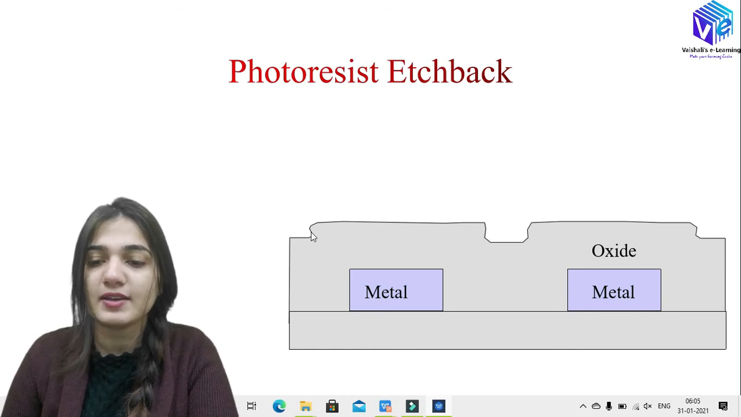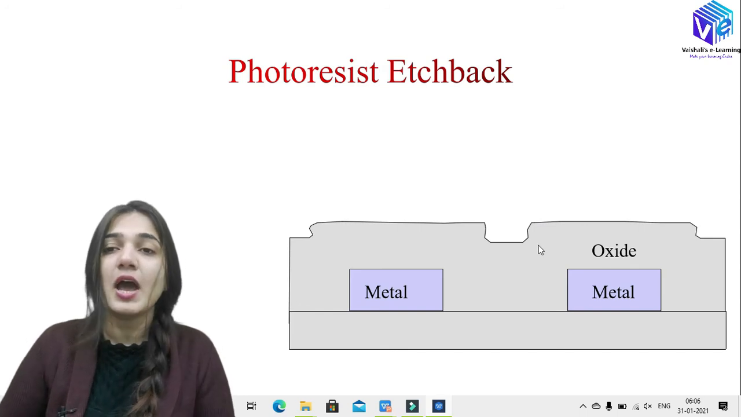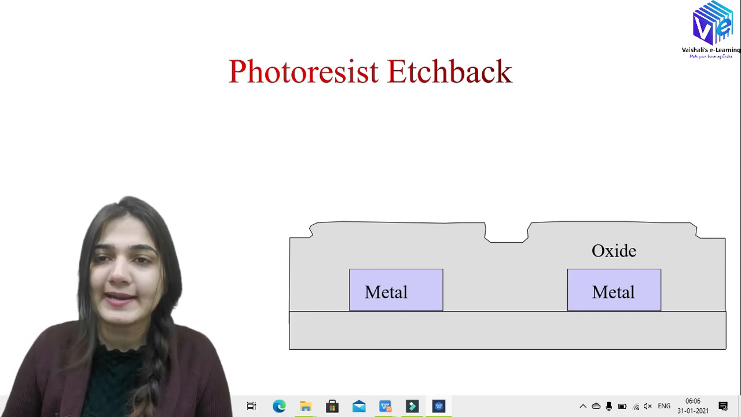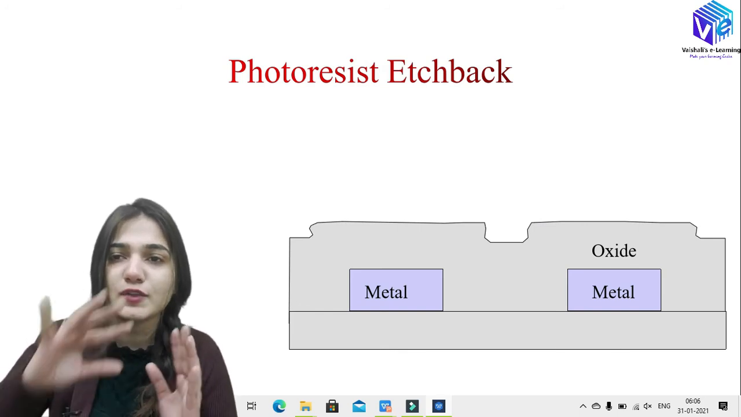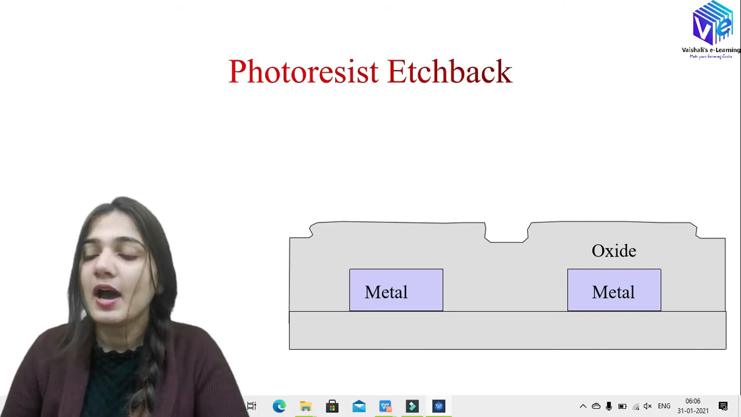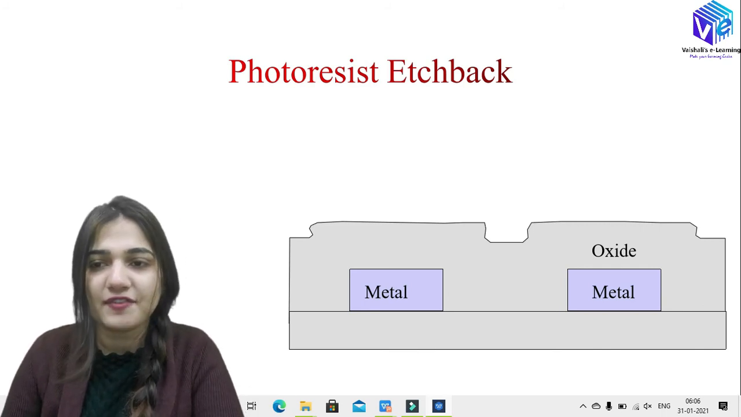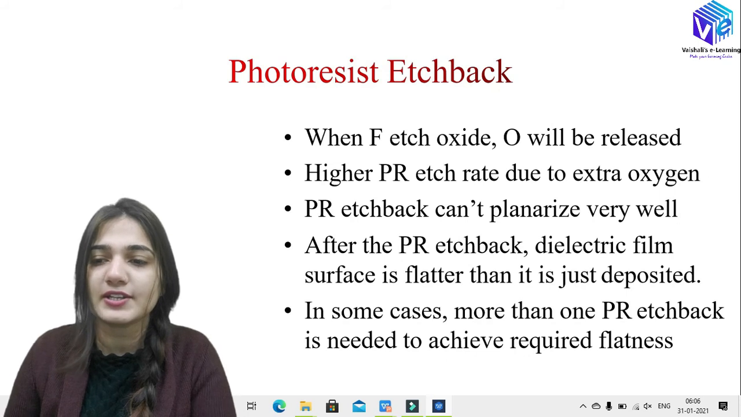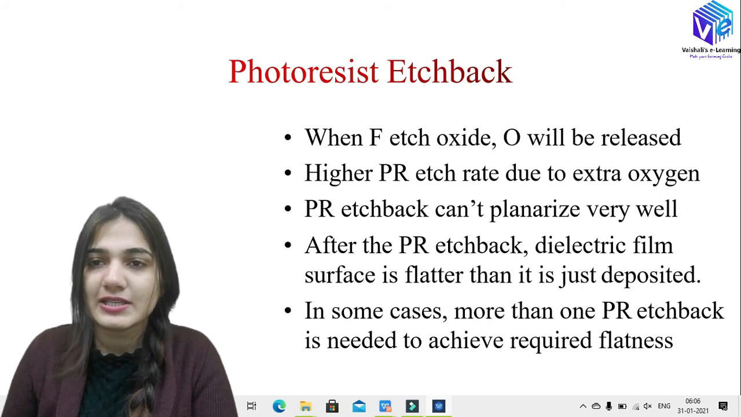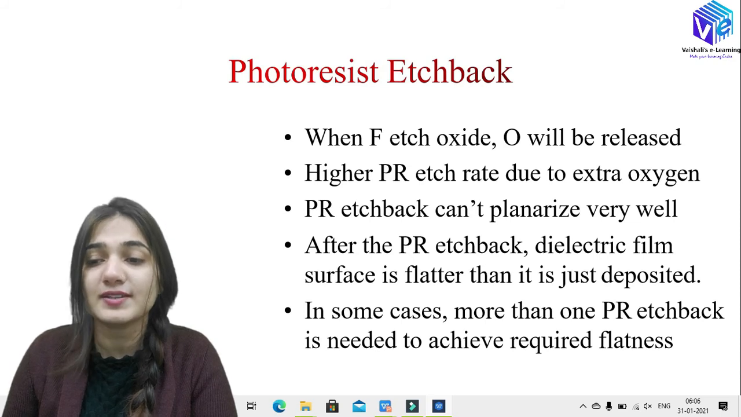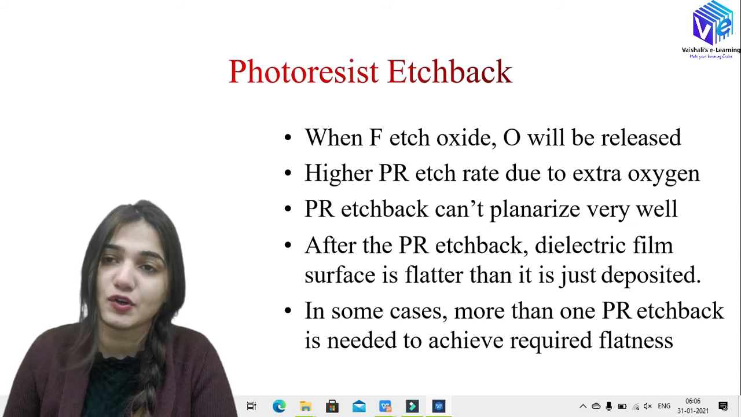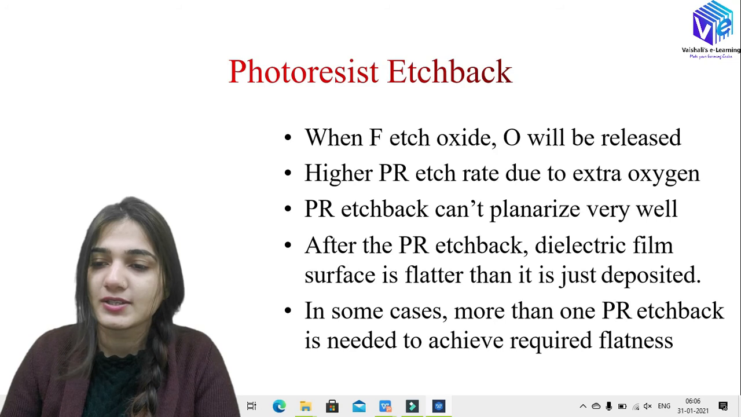So here you can see we have some kind of roughness present, and for that I can use this process again completely. I can use 2 cycles of this full process, and then I can get a completely planar surface, right? When fluorine etches oxide, the oxygen radical will be released and we will get a higher photoresist etch rate due to the extra oxygen from the oxide removal.